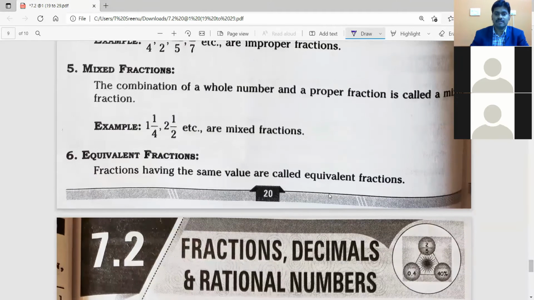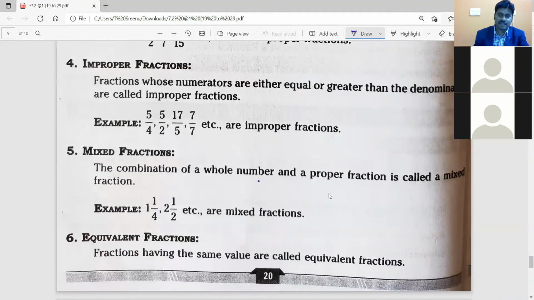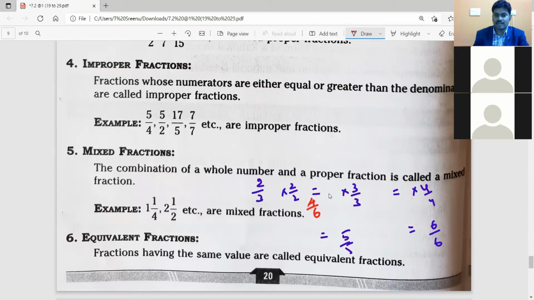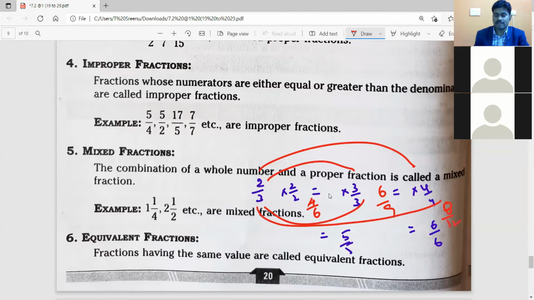Equivalent fractions, they have the same value. I will take a fraction 2 by 3. I want to write some equivalent fractions here. I should multiply first 2 by 2, next 3 by 3, next 4 by 4. The same number on numerator and denominator we have to multiply. If I multiply 2 by 2, I will get 4 by 6. 2 3s are 6, 3 3s are 9, 6 by 9. 2 4s are 8, 3 4s are 12, 8 by 12. 2 5s are 10, 3 5s are 15. 2 6s are 12, 3 6s are 18.